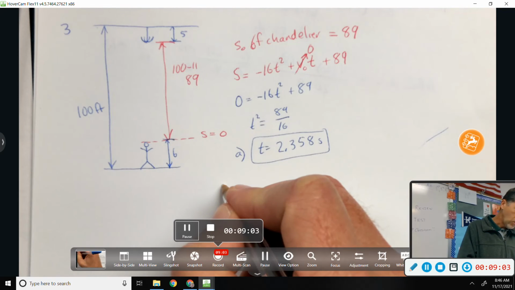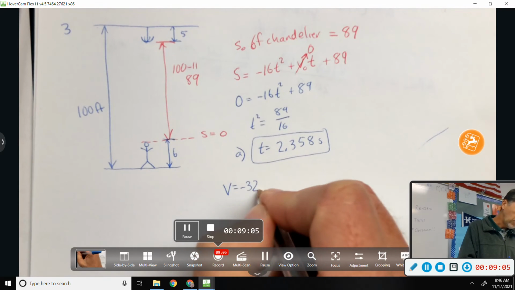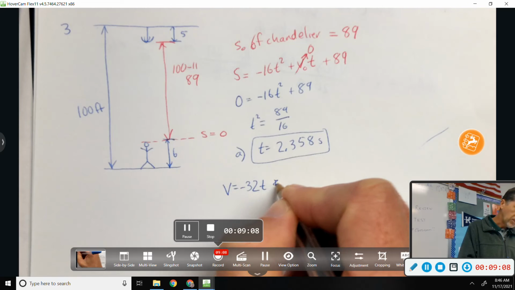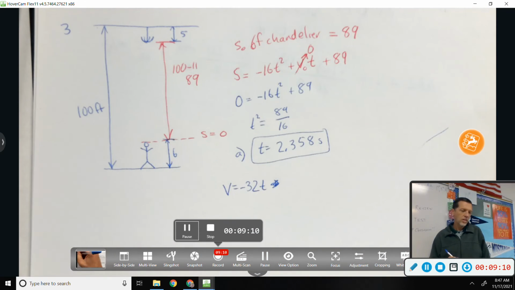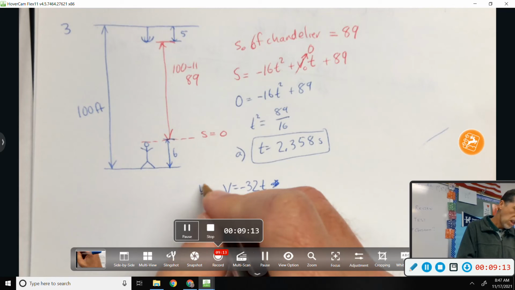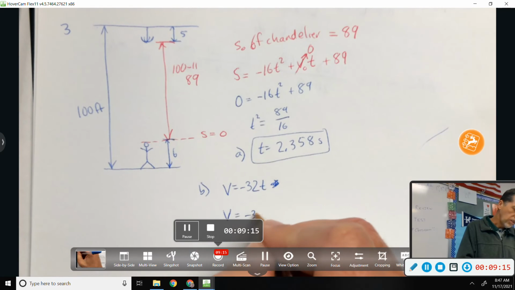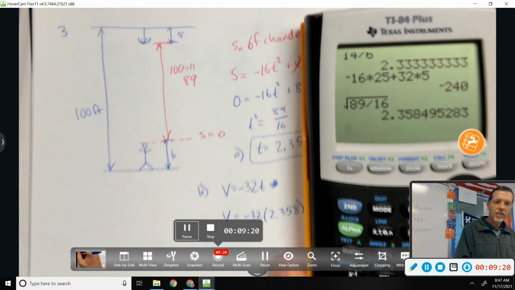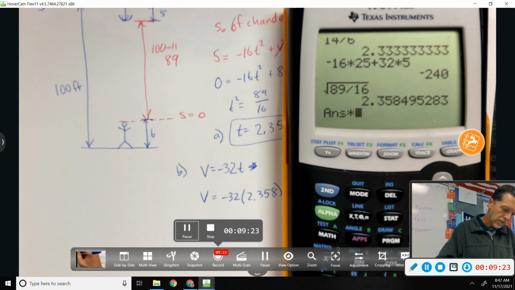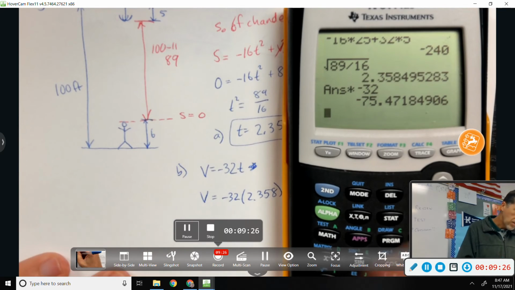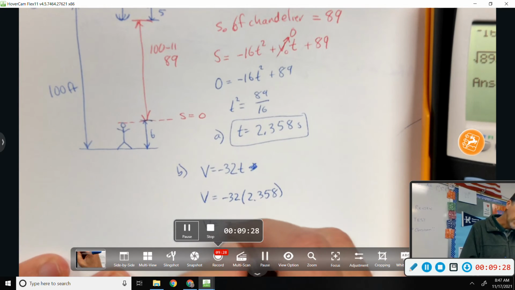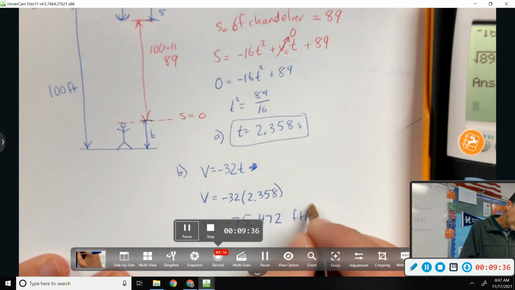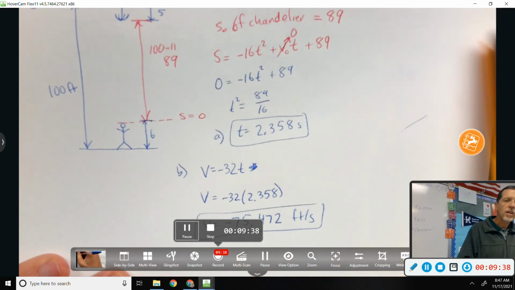Let's see. So V is negative 32t. Well, just negative 32t because there wasn't a V0. So negative 32 times 2.358. And in fact, since I have it in the calculator, I can just hit times negative 32 to make sure I get accurate to 3 decimal places. Negative 75.472 feet per second for part B.